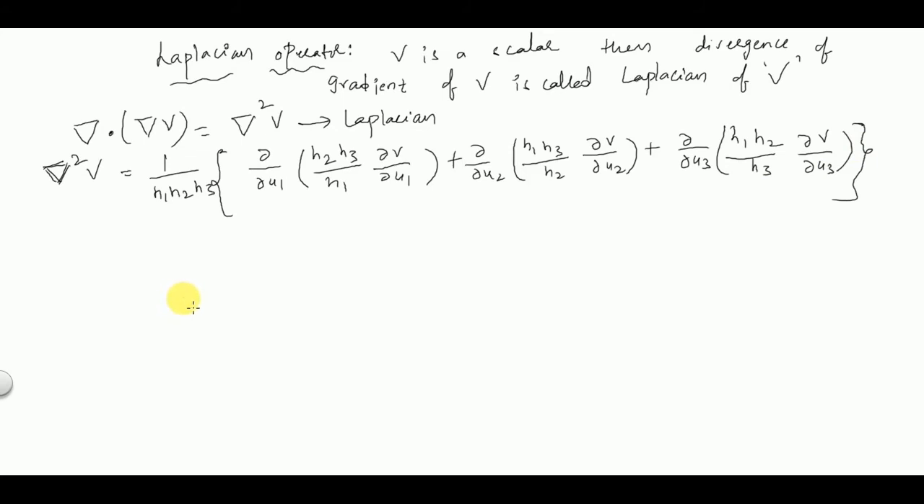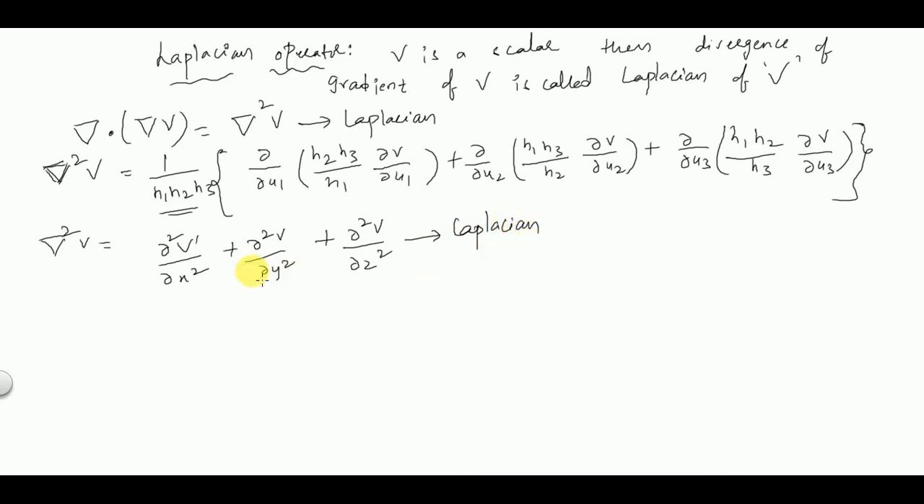If you apply it for the Cartesian coordinate system, since h1 h2 h3 are all equal to 1, del square V is equal to dou square V by dou x square. Why? Because dou by dou x of dou V by dou x, with all the h's being 1, becomes dou square V by dou x square. Similarly, plus dou square V by dou y square plus dou square V by dou z square. So this is the formula for the Laplacian operator in the Cartesian coordinate system.